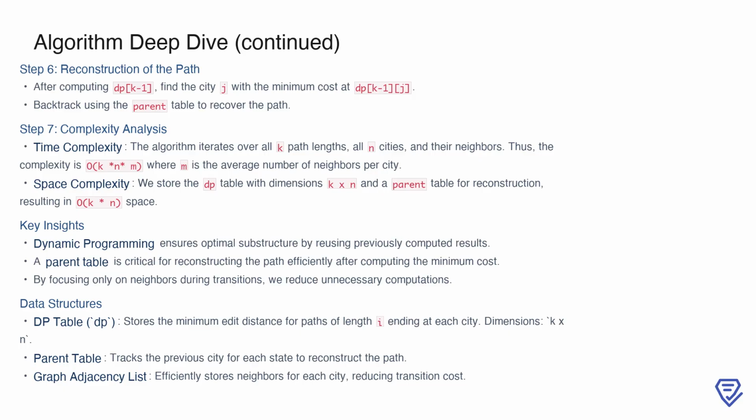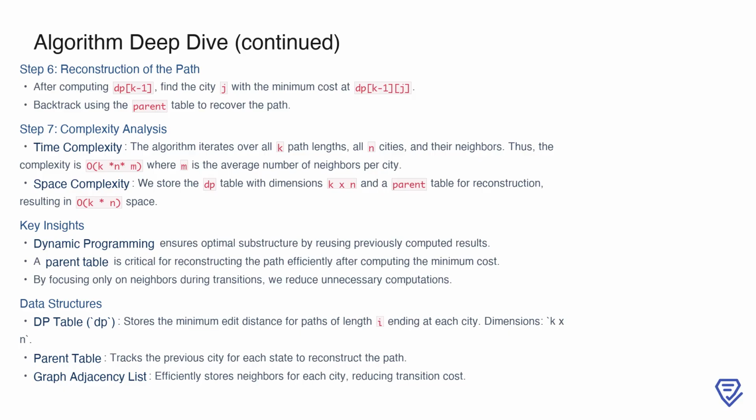Once we have filled the dp table, we can reconstruct the optimal path using the parent table. First, we identify the city j at step k-1 with the minimum cost, which is stored in dp[k-1][j]. This marks the endpoint of our optimal path. Using the parent table, we backtrack step by step, from k-1 to 0, to retrieve the entire path. This ensures that the path we construct is not only valid but also minimizes the total edit distance.